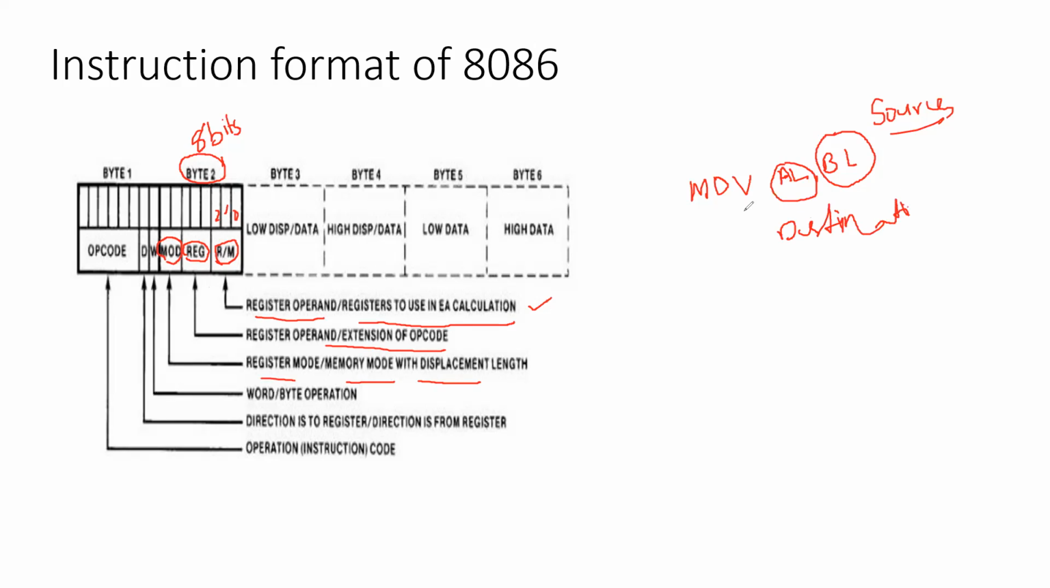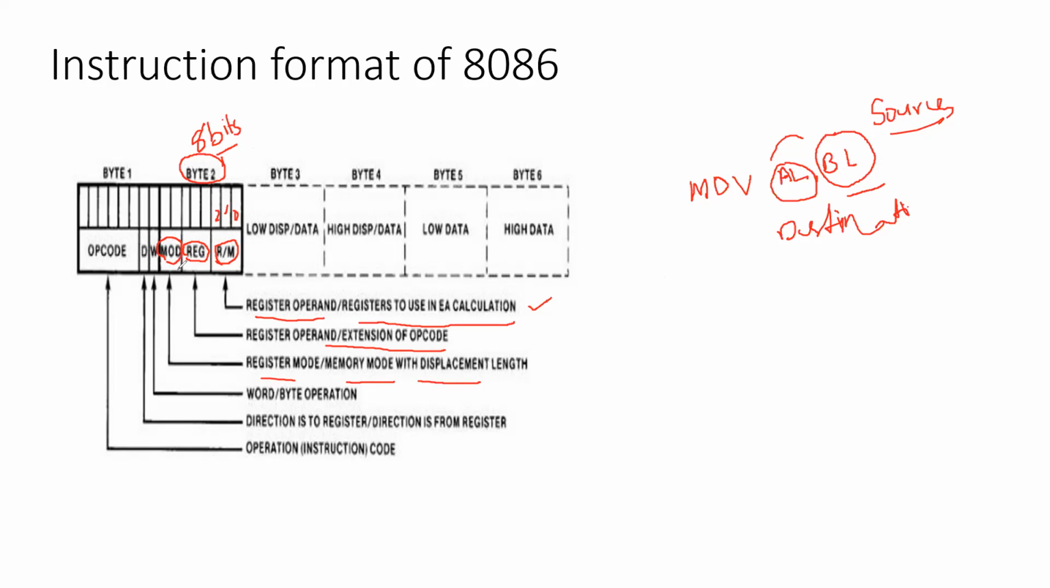Okay, and the next two bits will give you register mode or memory mode with displacement. That means whether we are operating in the register mode or memory mode, because we may have either a direct address here or a register. Whether we are working in register mode or memory mode will be indicated by these particular two bits. That contributes the second byte.